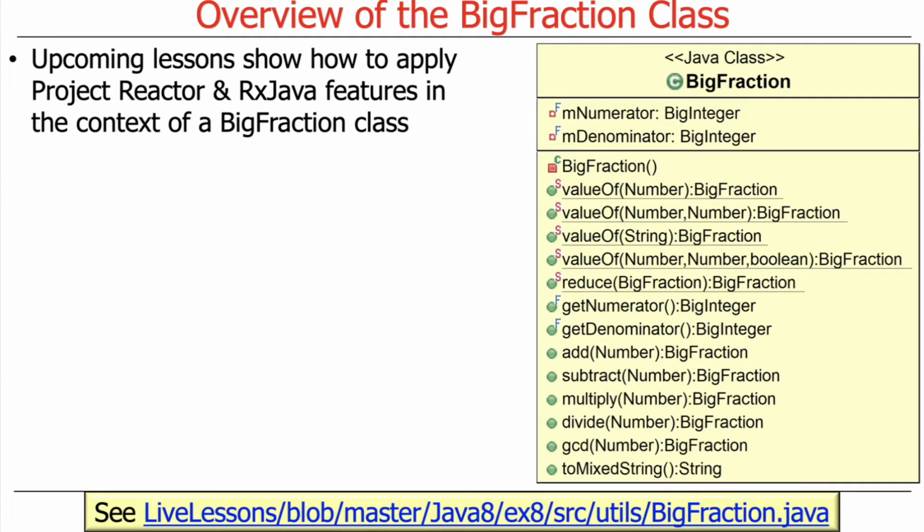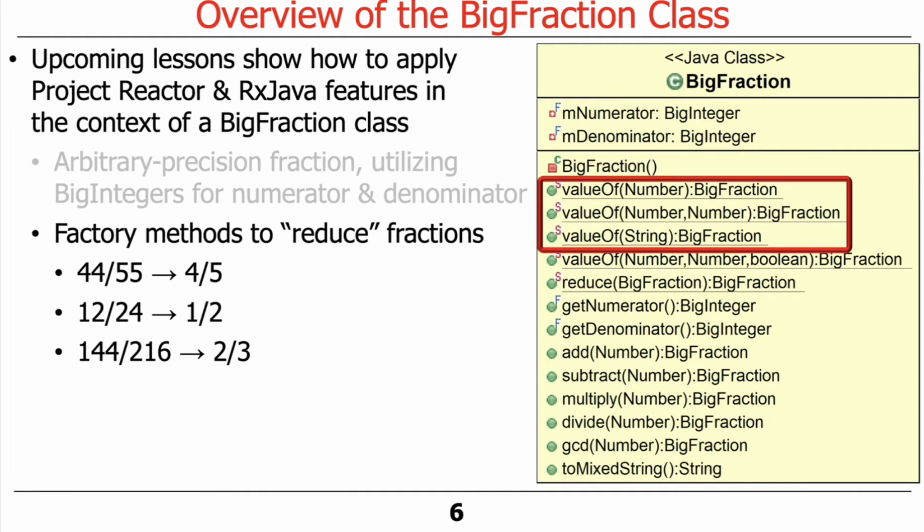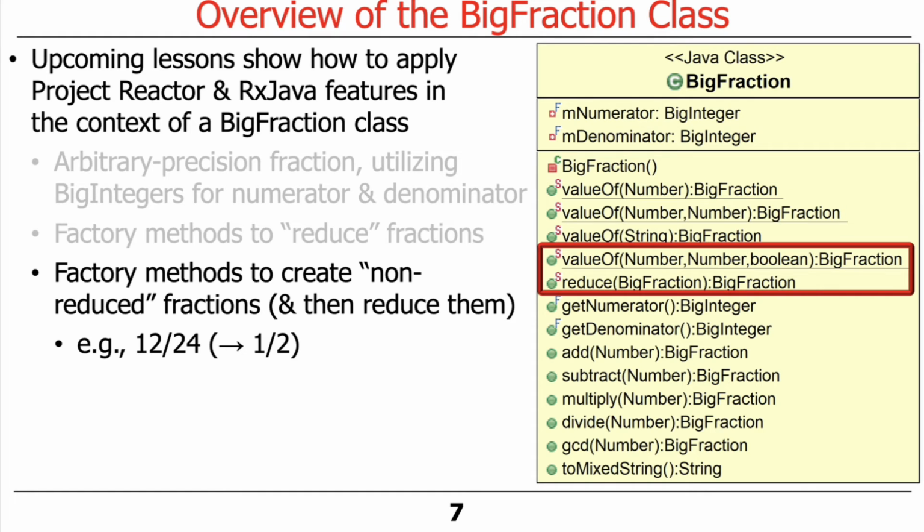So if you recall, BigFraction is a class that supports arbitrary precision fractions, that uses these big integers for the numerator and denominator. It has factory methods to reduce fractions, so 44/55ths turn into 4/5, 12/24ths turn into 1/2, and so on and so forth. That should be familiar by now.